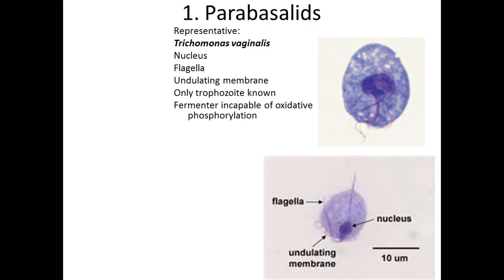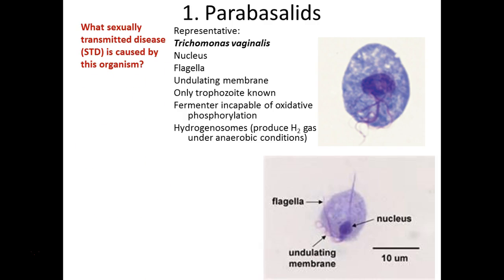These are fermenters incapable of oxidative phosphorylation, so they don't have an electron transport chain like we do. They can only ferment things. They have hydrogenosomes, which produce hydrogen gas under anaerobic conditions. So these guys are really smelly, and they cause a sexually transmitted disease. This you do need to know.